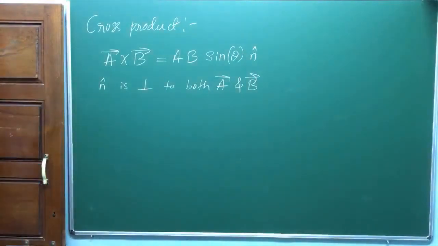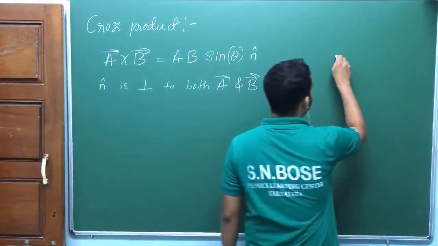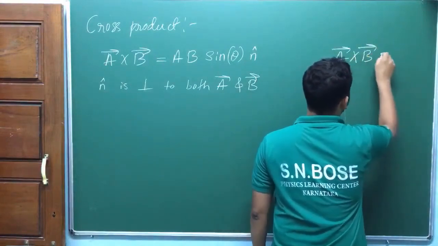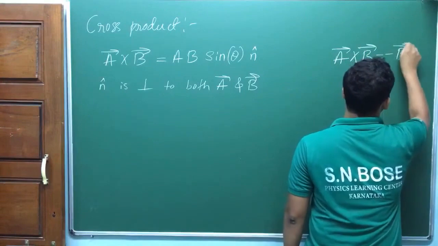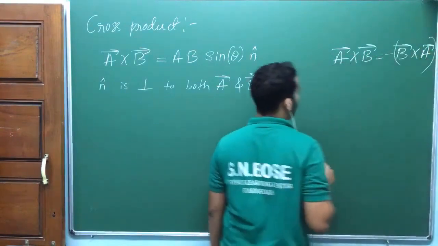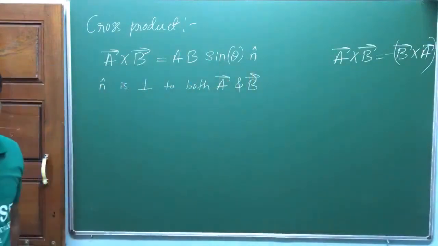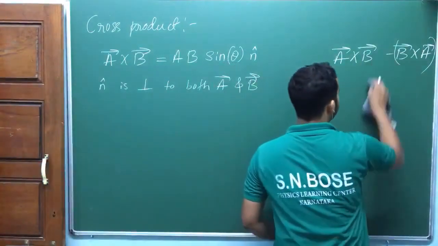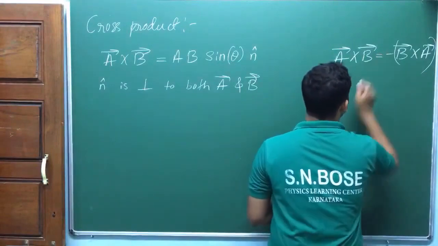Is that okay? And one more thing: A cross B is equal to minus B cross A. Magnitudes are the same, but direction is opposite. Okay, you were to take these two in the beginning. Is that okay? A cross B is equal to minus B cross A.